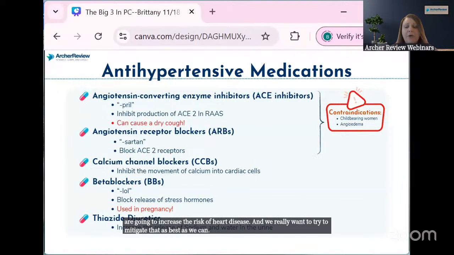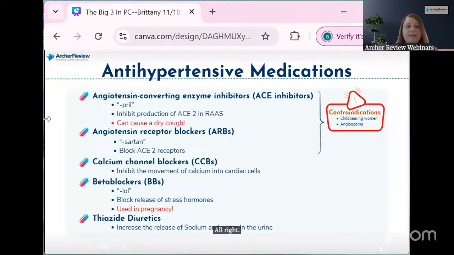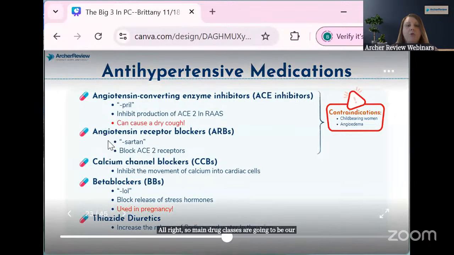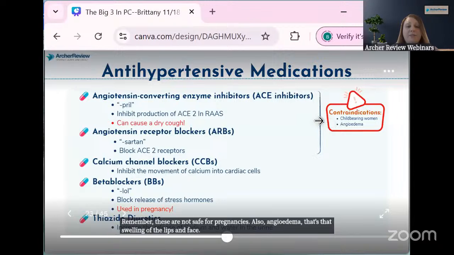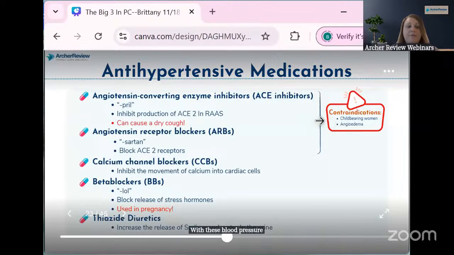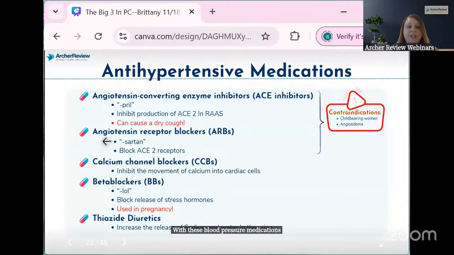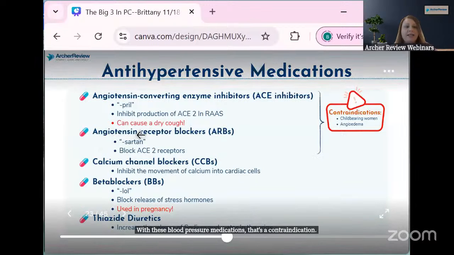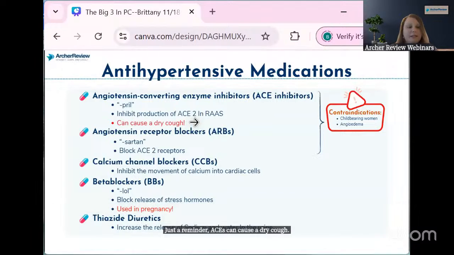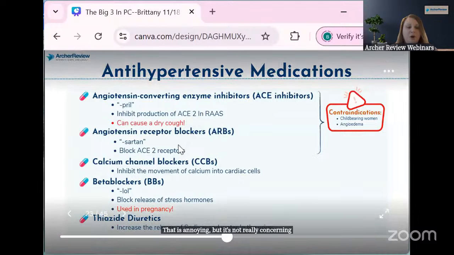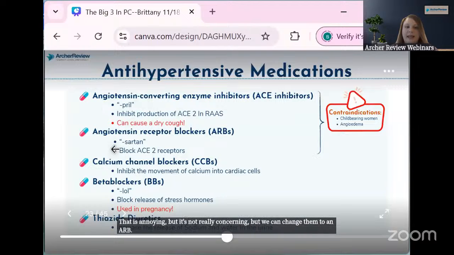All right, so main drug classes are going to be our ACEs and our ARBs. Remember, these are not safe for pregnancies. Also, angioedema, that's that swelling of the lips and face, with these blood pressure medications, that's a contraindication. Just a reminder, ACEs can cause a dry cough. That is annoying, but it's not really concerning, but we can change them to an ARB. We don't give ACEs and ARBs together.